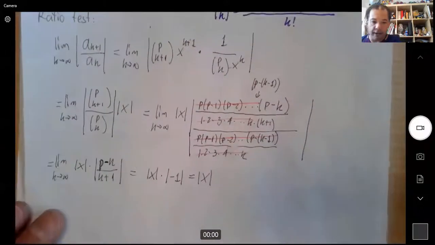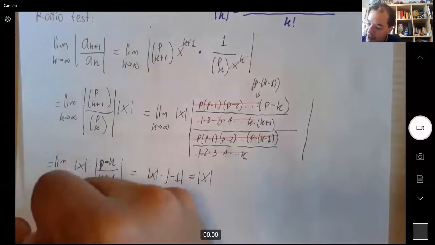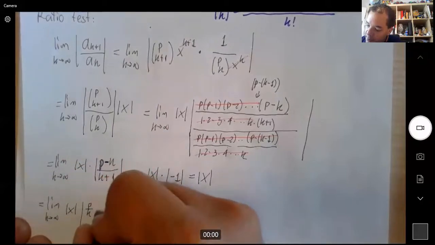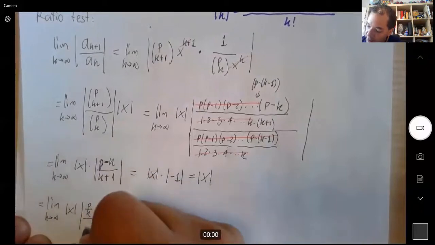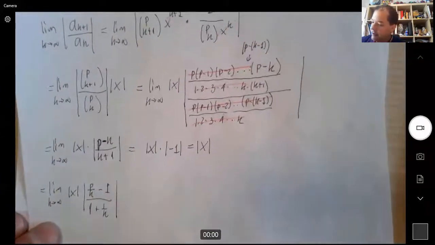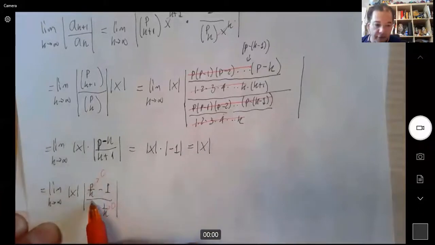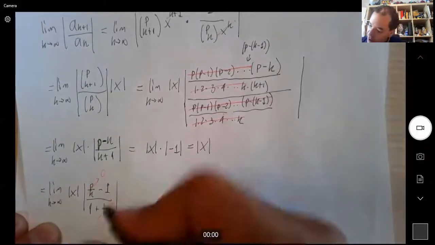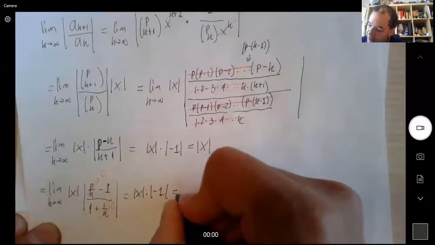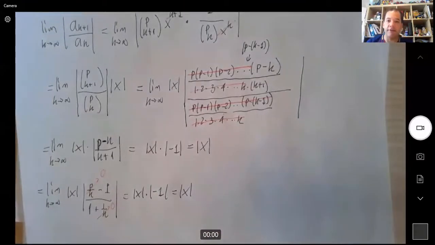I'll explain it a different way. Here's a different way of explaining this limit. You can divide everything by k. So it's going to be p over k minus 1, divided by 1 plus 1 over k. And now these guys go to 0, because you're dividing by something big. So you get the absolute value of x times the absolute value of -1, which is the absolute value of x. A different way of explaining it, but it's all the same.